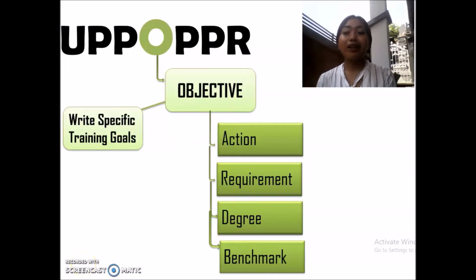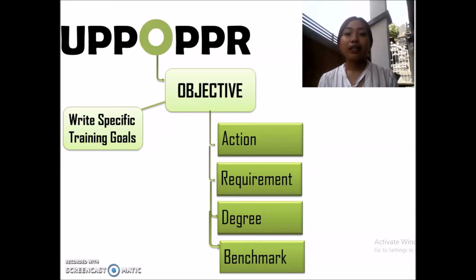Okay, my name is Luh Indrawati, and now I will continue the materials. Before that, do you remember the U-popper acronym? Let me remind you. U-popper consists of 7 letters. The first is U for utility, P for product, next P for process, O for objective, P for process justification, next P for proof of ability, and the last R for review.